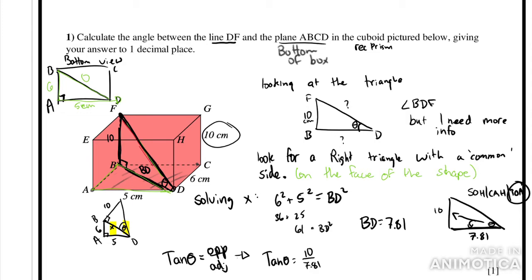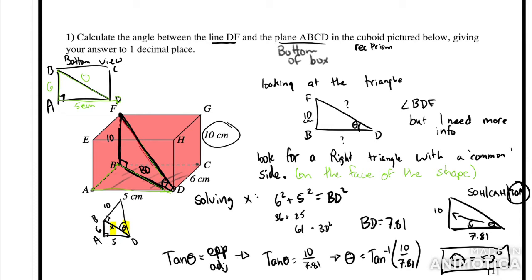And I like to do my stuff all in one step. I want to know what theta is. So my next step is to take inverse tan of both sides. So this is going to be inverse tan of 10 divided by 7.81. And this gives me a value of 52 degrees when I punch it into my calculator. So there's a first example. I've solved for an angle.